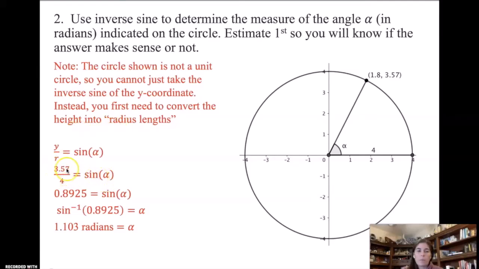So this 3.57 divided by 4 is going to convert my length into radius lengths. And that 0.8925 is telling me this vertical distance from here to here is about 0.8925 radius lengths, or 89.25% of the length of the radius. So if I input that into my inverse function, it will get me 1.103 radians. And that's what I expected. Go us, we're on the right track.